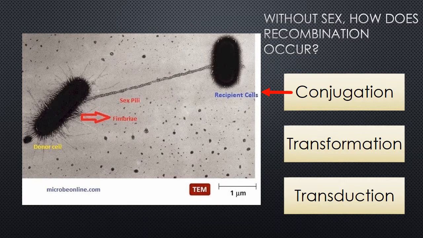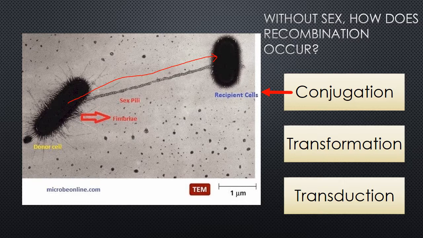Okay, so since we only reproduce asexually, how does recombination occur? Remember, recombination is what allows for the introduction of new genes and the possibility to adapt to your environment. Well, this happens in three different ways. The first being conjugation, and that's where the pilus appendage that we talked about comes into play. Remember, it comes straight out from the cytoplasm and through the envelope. So it is literally DNA donated from the donor cell all the way to the recipient cell. And so a sharing of DNA occurs that way.